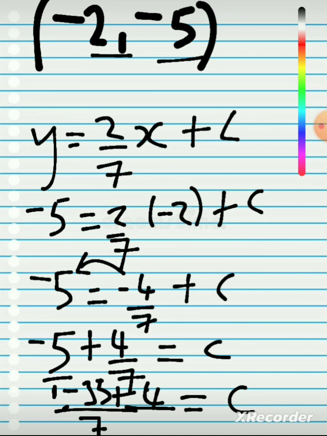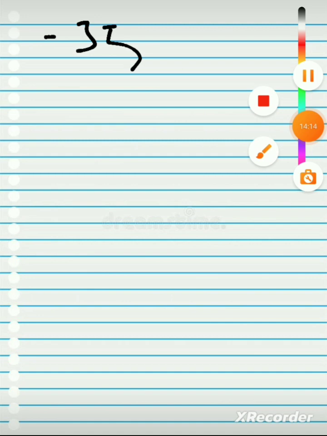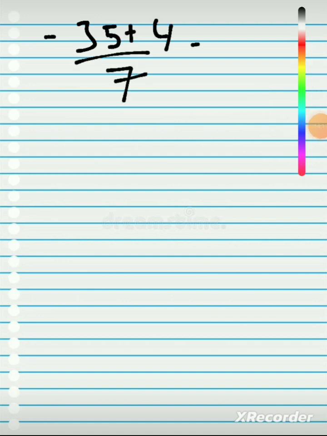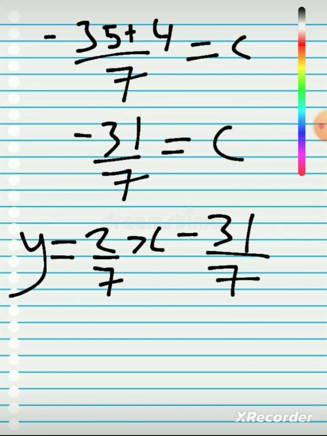So I'm going to continue it. We have -35 plus 4 over 7 as our c. -35 plus 4, it's -31 over 7 as our c. So our equation is y is equal to 2 over 7 x minus 31 over 7.